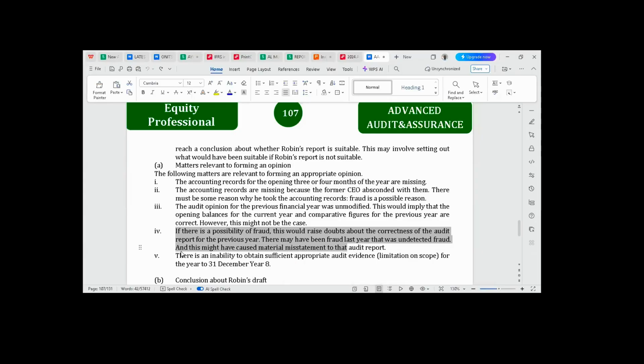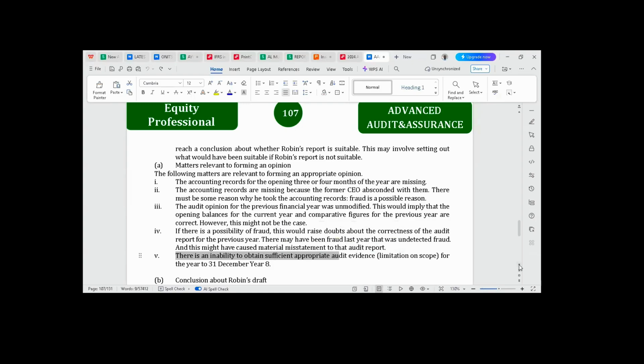Then the last one: there is an inability to obtain sufficient and appropriate audit evidence. That is, there's a limitation of scope. You don't have information from opening balance from year 8 to April year 8. There's a limitation of scope. We don't have that information.